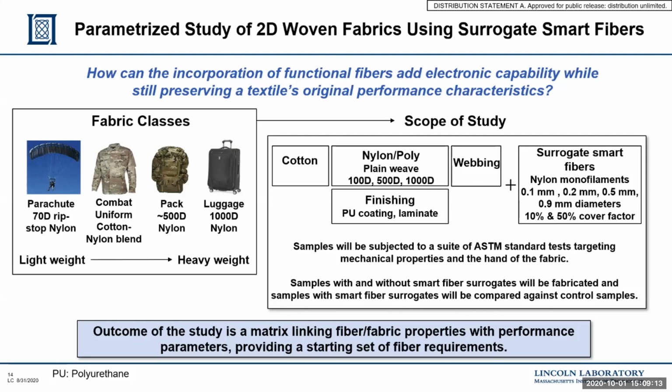In parallel with an analytical approach, we're fabricating a wide range of sample combinations and subjecting them to a suite of textile testing methods to characterize the fabric performance. Not all the performance parameters of interest can be accurately deduced from analytical expressions, so carrying out these experimental tests is really key for us to get a good understanding of the impact. Samples with and without fiber surrogates have been fabricated so we can compare against a control. And ultimately the goal is to end up with a starting set of requirements that need to be placed on the fiber in order to maintain the host textile's original performance. So if you go to the next slide.